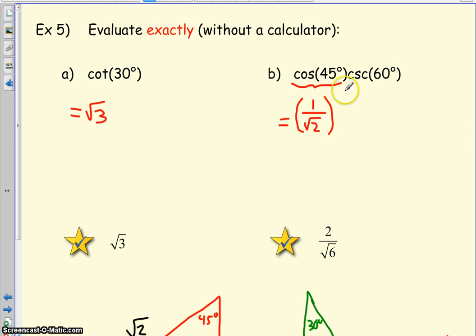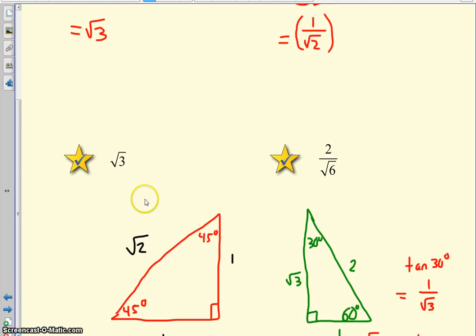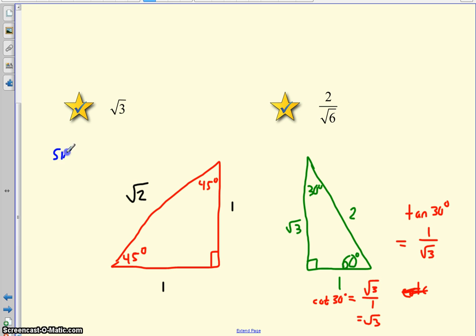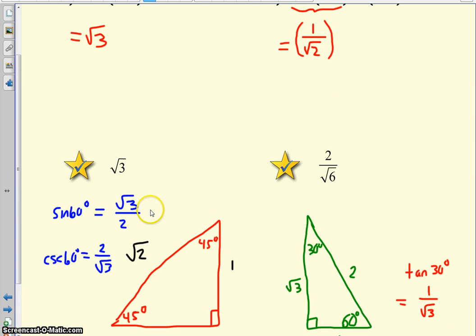Now for cosecant of 60, what I can do is I can first figure out what sine of 60 is. Because remember, cosecant of 60 would be the reciprocal. Okay, so using my special triangle here, sine of 60 degrees will be equal to opposite root 3 over hypotenuse 2. So it's going to be root 3 over 2, which means the cosecant of 60 degrees should be the reciprocal of that, which should be 2 over root 3. Okay, so cosecant of 60 degrees should be 2 over root 3.